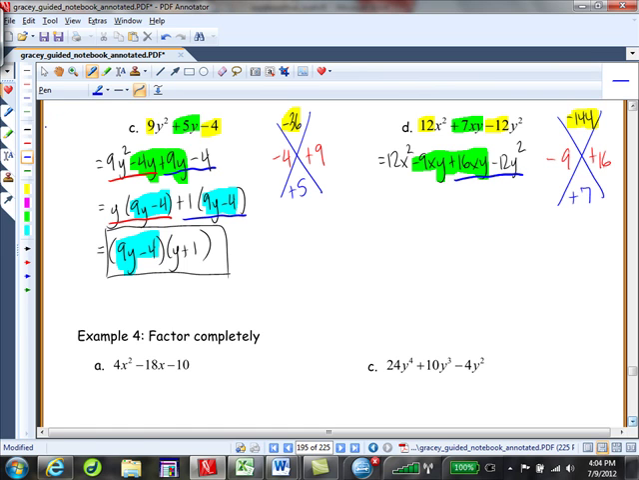And then here's our blue group and our red group. So from the red group, we can factor out a 3x. And we're left with, I think, 4x minus 3y. How does that look? Yep. And then from the blue group, we're going to be able to factor out a 4y. And then we're left with 4x minus 3y.